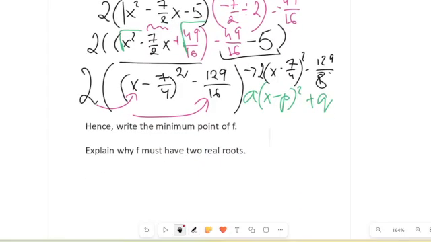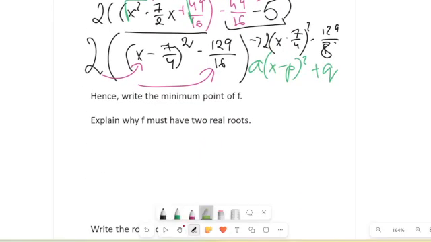And then the next question, again, you can see that you have to write the minimum point of f. So they're looking for your p and q, and that will be 7 over 4, as this is my p, and minus 129 over 8.